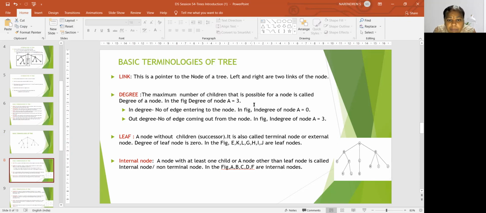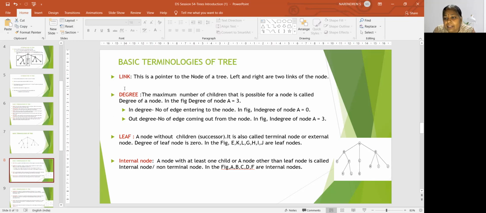Degree. The maximum number of children that is possible for a node is called the degree of a node. In this picture, A is the root node. What is the degree of A? As per the definition, degree is the maximum number of children possible for a node. This particular A has B, C, and D. So 3. We say the degree of node A is 3.